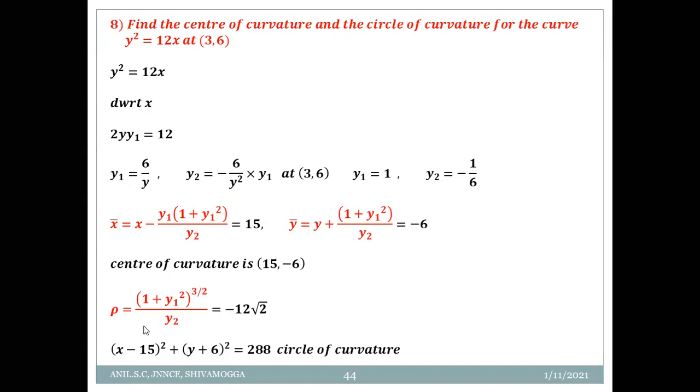Now write circle of curvature. Circle of curvature is x minus x bar whole square plus y minus y bar whole square is equal to rho square. X minus x bar is 15 whole square plus y minus y bar is minus 6, therefore minus into minus plus 6 whole square is equal to rho square. 12 root 2 square is 288.